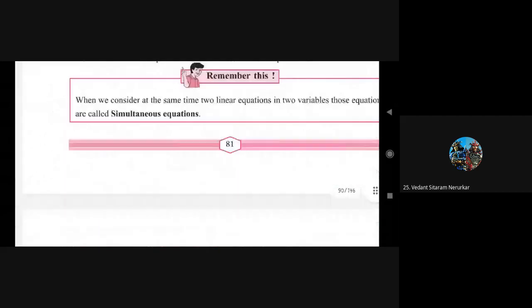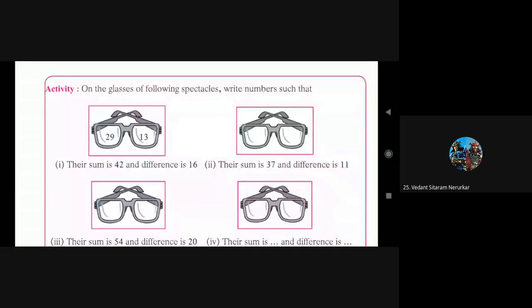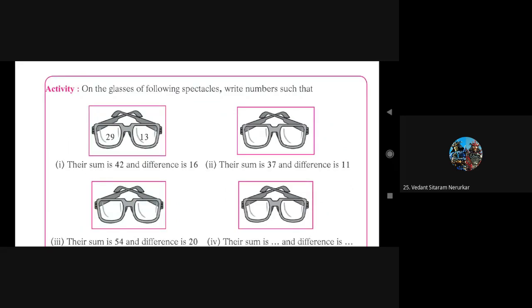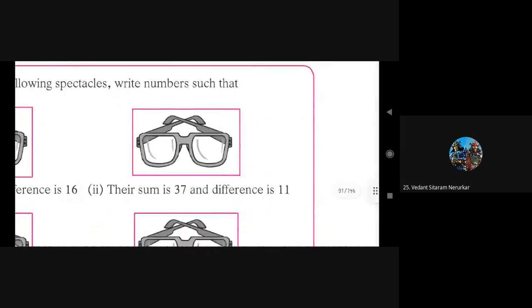See, this is what I have told you, simultaneous equation and all. So the activity is, on the glasses of the following spectacles, write numbers such that their sum is 42 and difference is 16. Here, in the first equation, what do we need? Their sum should be 42 and their difference should be 16. Now the second example says their sum is 37 and difference is 14.